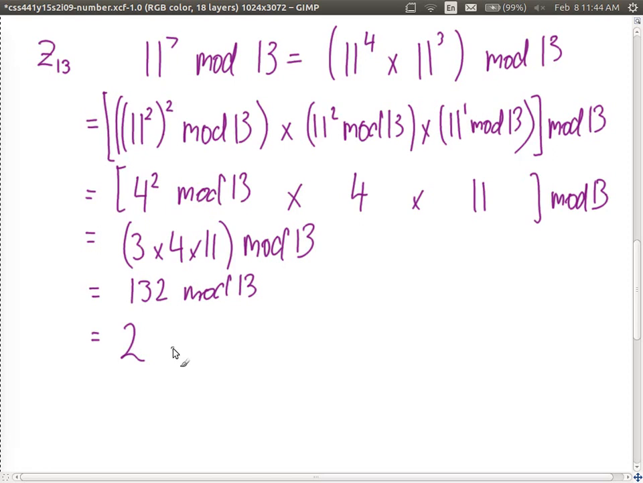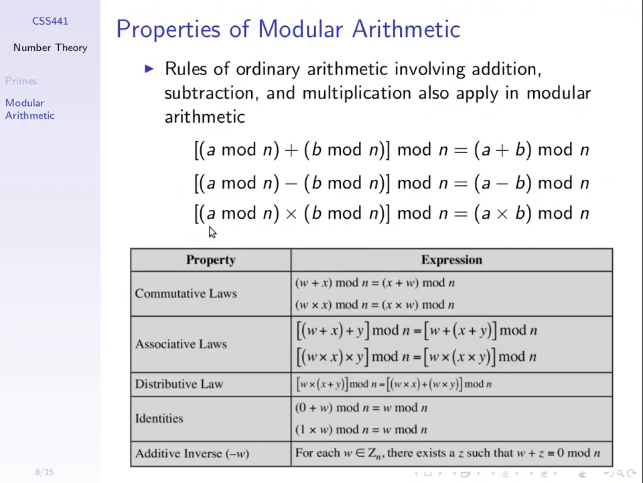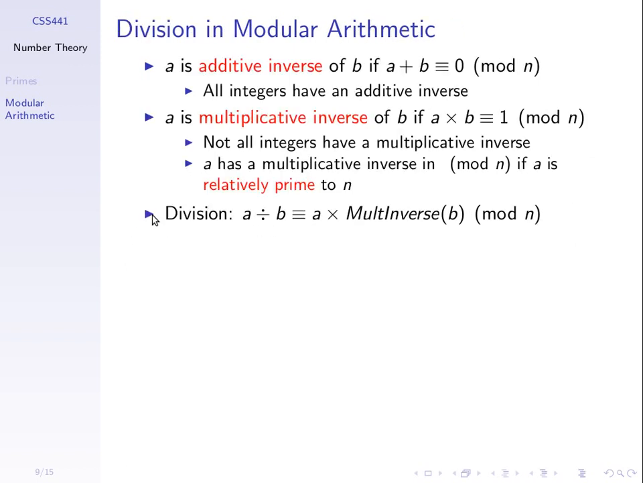What's next? That was an example of this property that we could use, and that's the main one we'll see in the cryptographic algorithms. Division we've talked about. We've defined additive inverse and multiplicative inverse. Some number has a multiplicative inverse in n if it is relatively prime to n. So we can do division.